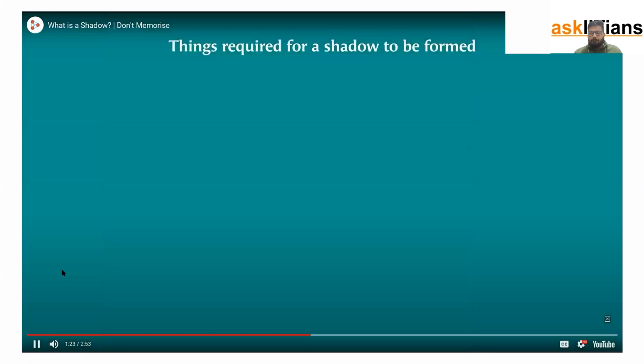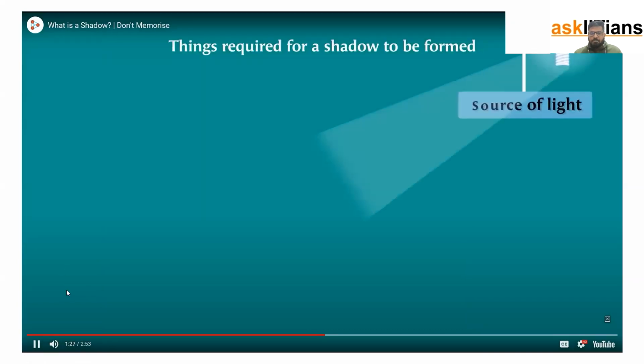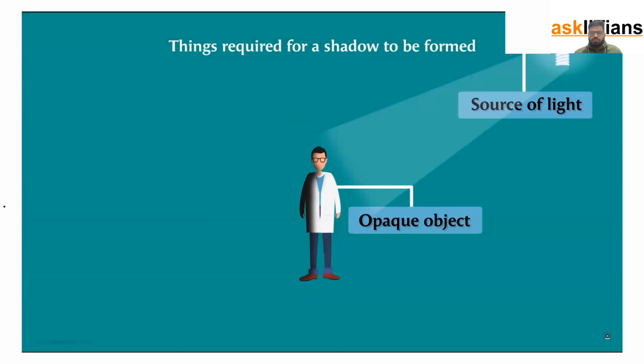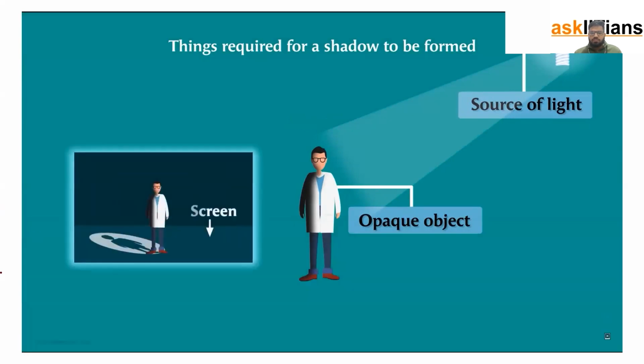Now let's consider a different situation. In this situation too, we have a source of light as well as an opaque body. But do we see a shadow? No, we don't. In this case, you are not able to see the shadow. Still the source of light is present, the opaque object is present, but you are not able to see any shadow. You know why? Well, had there been a screen behind the opaque object, you would have seen the shadow on it.